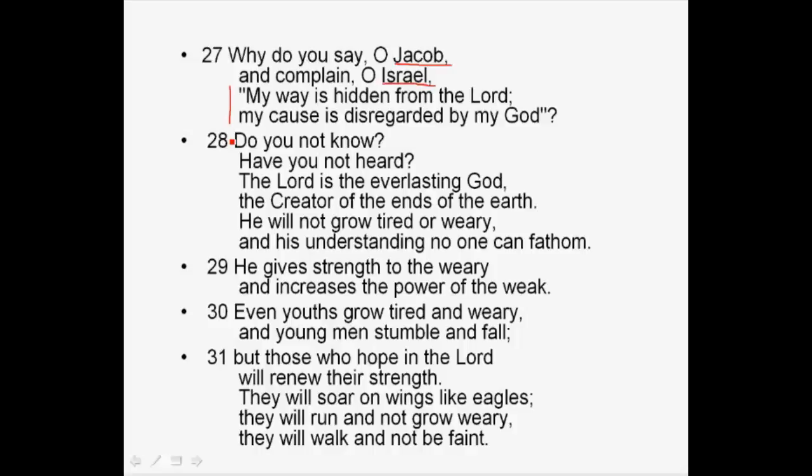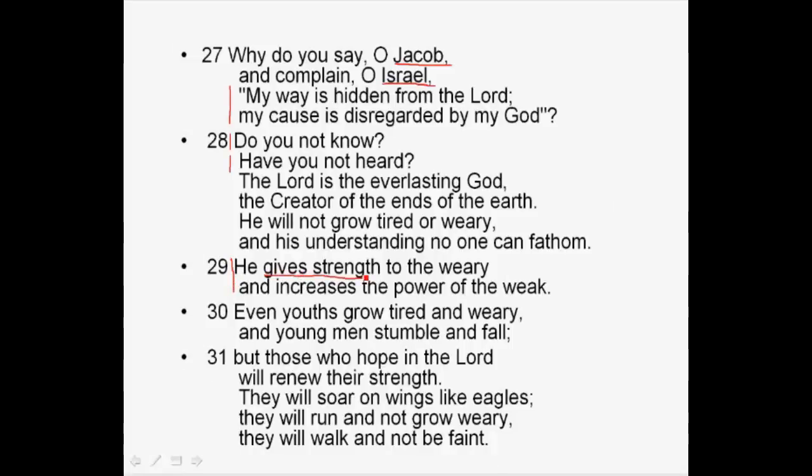And then the prophet asks again, "Do you not know? Have you not heard?" Two different ways to say the same thing. "The Lord is the everlasting God, the creator of the ends of the earth. He will not grow tired or weary, and his understanding no one can fathom. He gives strength to the weary and increases the power of the weak." You see how that's the same thing? It's just two different expressions of the same thing.